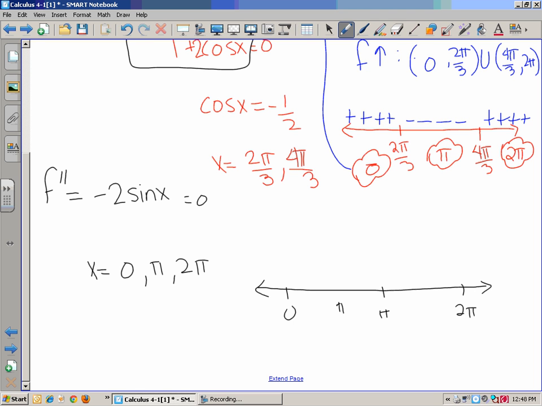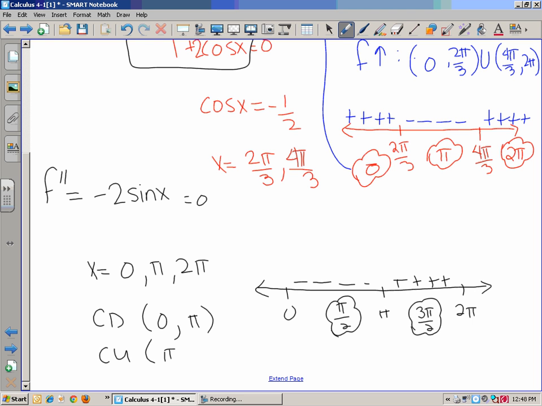So I'm going to choose a halfway point, because those are the ones I remember from the unit circle. And the sine of pi over 2 is 1. So 2 times 1, negative. And the sine of 3 pi over 2 is negative 1, negative 2, positive. And so now I can say that I am concave down from 0 to pi, and I am concave up from pi to 2 pi. And therefore, I have an inflection point at pi.